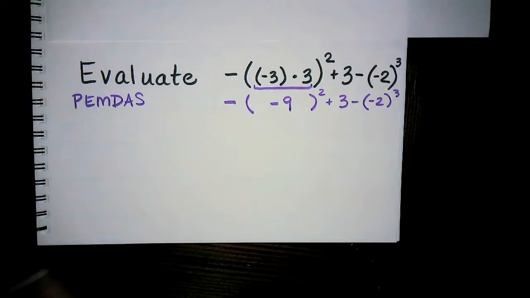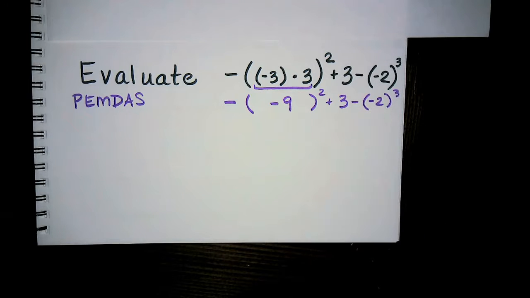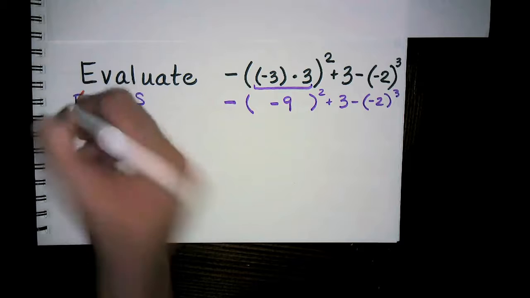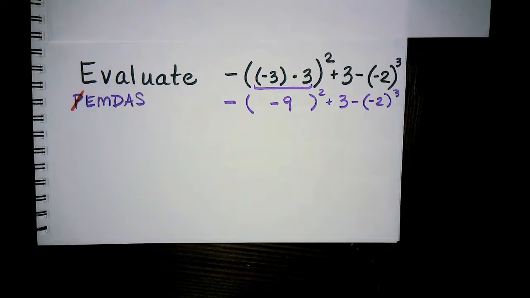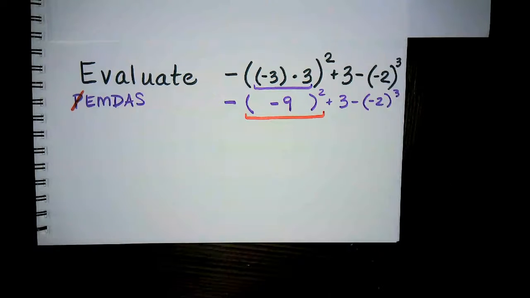Okay. So if I look at this parentheses, there's no operation in there. It's just a number. So there's really nothing for me to do with that. So I'm going to go ahead and mark off the P. And next we're going to do exponents. So when we do exponents, I'm going to do this exponent first.